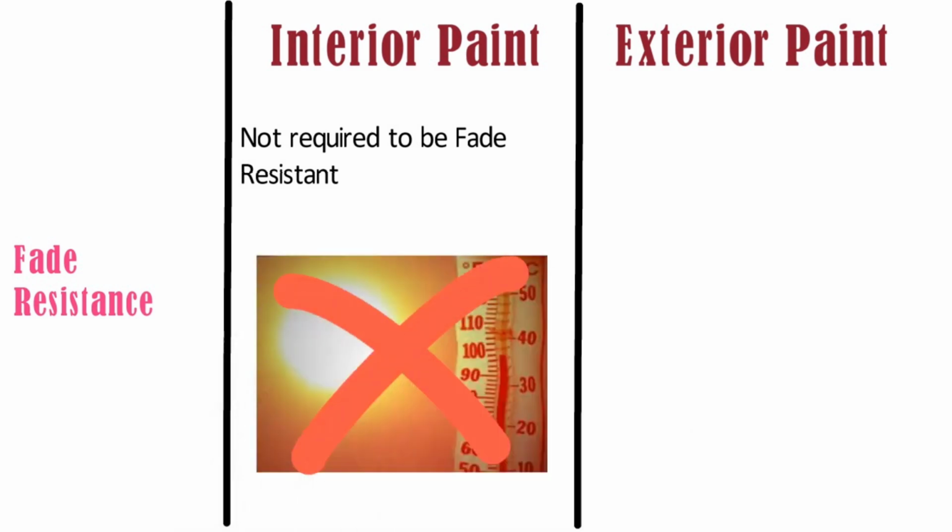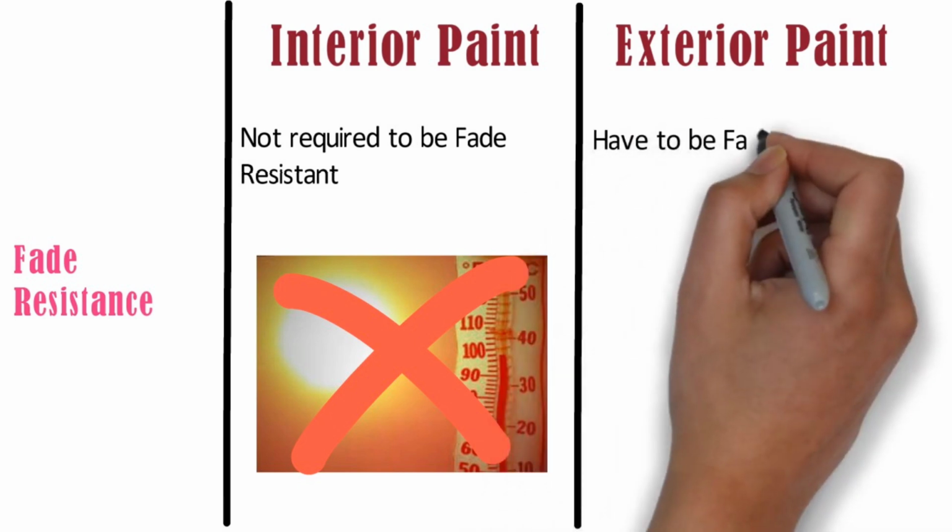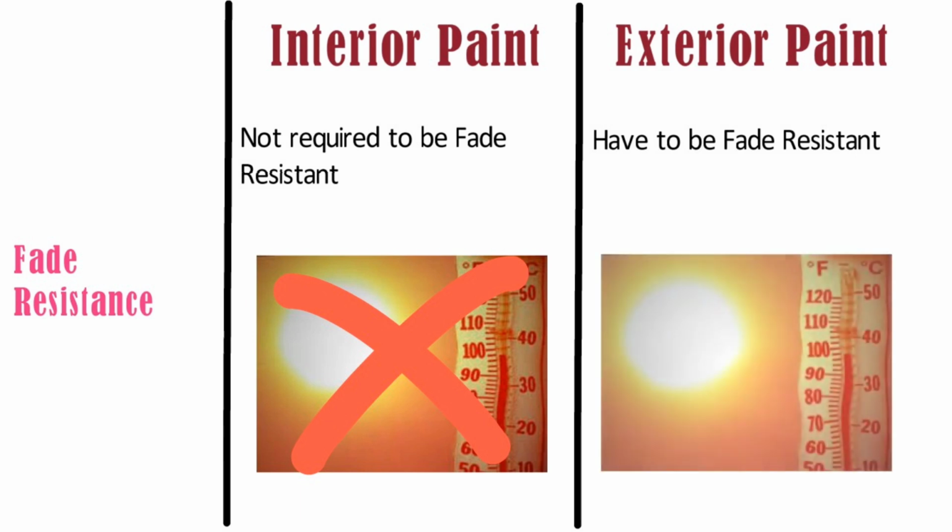Fade resistance. Interior paint is not required to be fade resistant as it is not subjected to extreme temperature conditions and hence does not fade easily. Whereas exterior paints have to be fade resistant as they face very high temperatures and UV radiation.